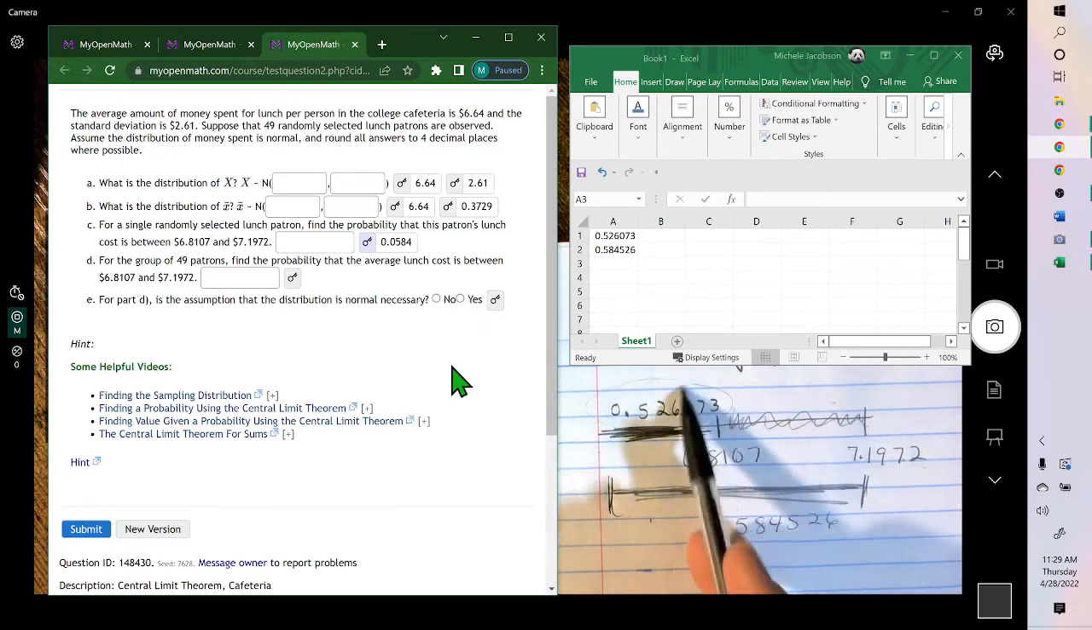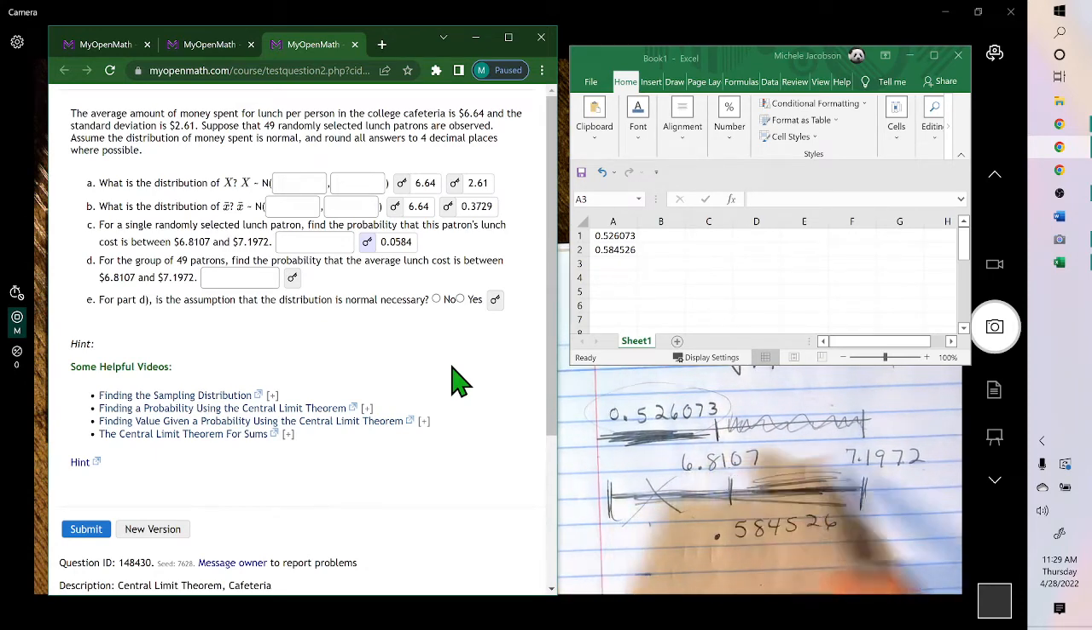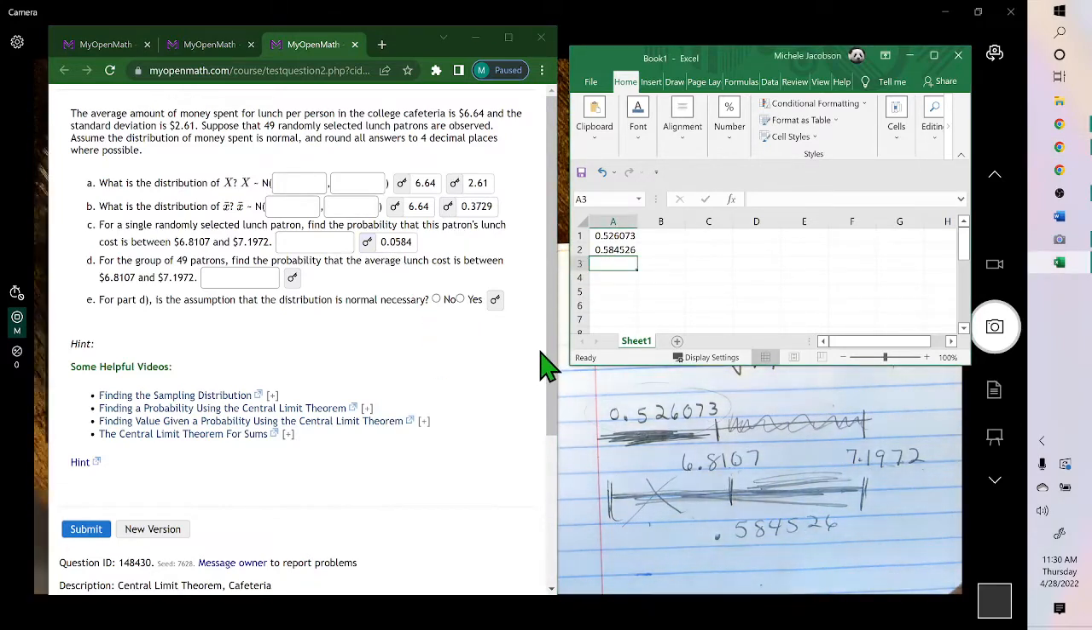If we subtract this, it'll take this out and leave what we wanted between the two values. To subtract them, equals, and then you click on the one you want, this one. Notice it put A2 minus A1. You get 0.0584.